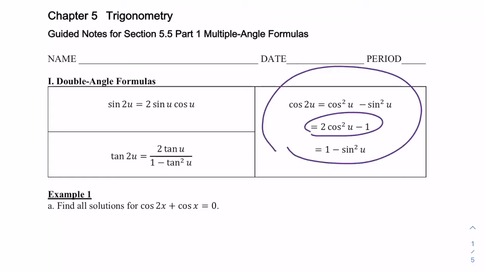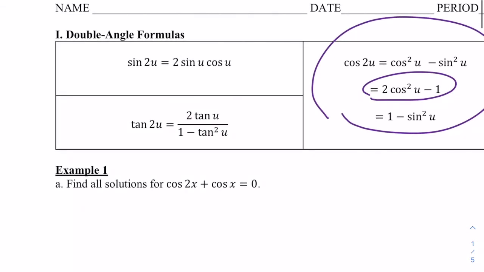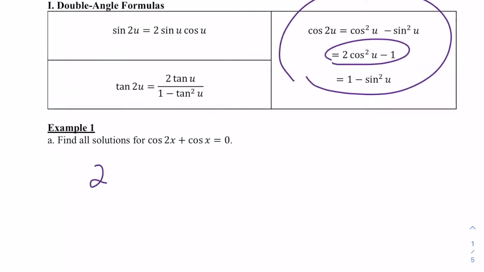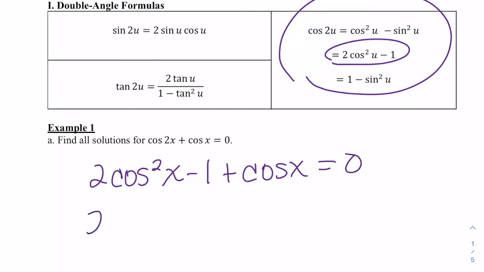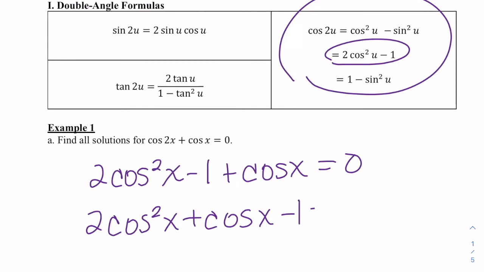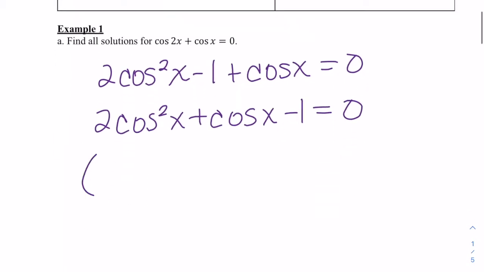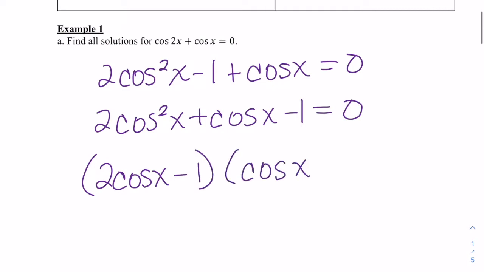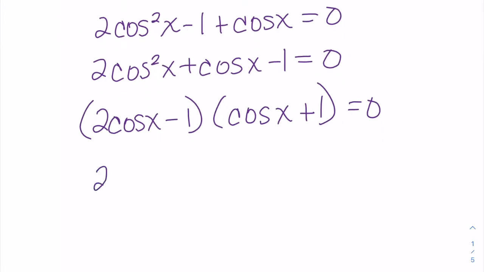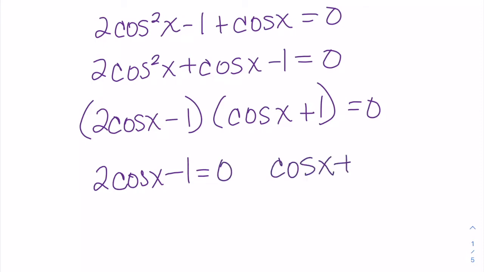So we're going to just choose the one that has strictly cosine and substitute cosine of 2x with 2 times cosine squared of x minus 1 plus cosine of x. Now I could rearrange these and we can easily factor this so that we'll have 2 times cosine of x minus 1 times cosine of x plus 1. And then when we solve for this, we can set each factor equal to 0 and then solve for x.